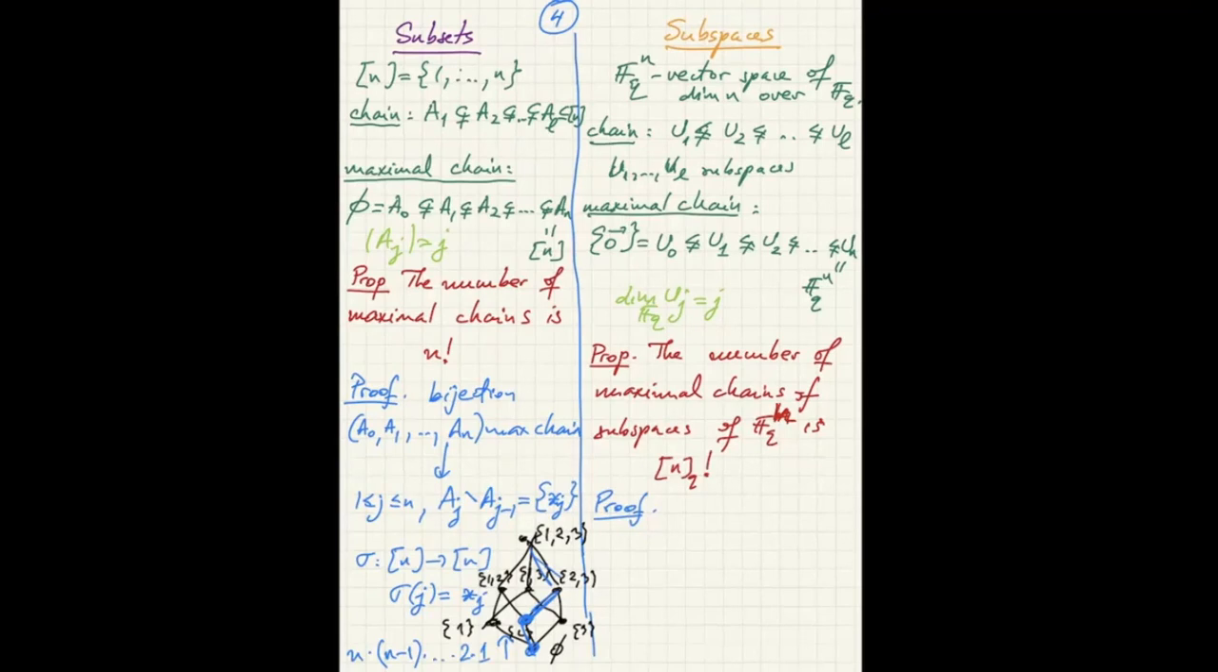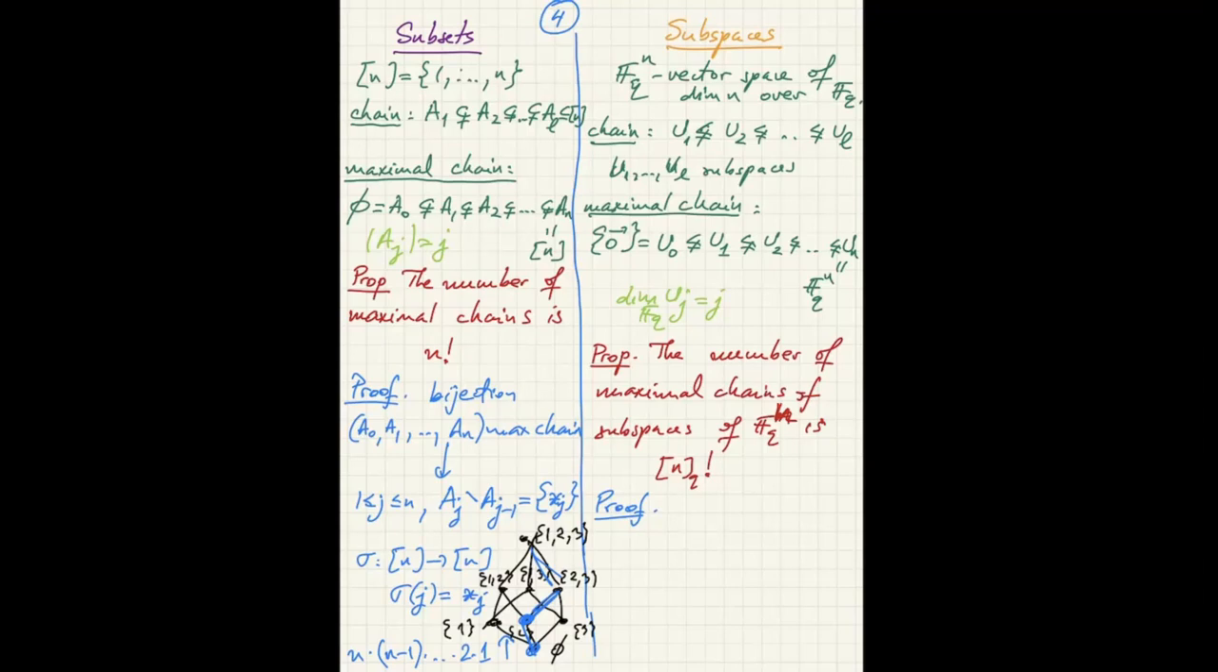So that's something similar that we are going to do here. We can mimic the other proof as well, and I leave that as an exercise for you. But this proof, counting the number of ways going up, is perhaps simpler.